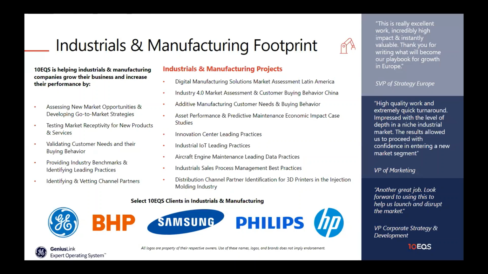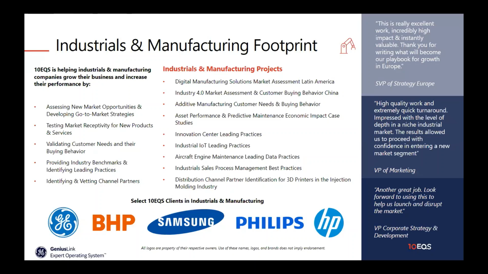So one of the most typical things we get asked to do is assessing new market opportunities and developing go-to-market strategies. And on the right-hand side, you can see a couple of examples, right? So for instance, we did a couple of projects around digital manufacturing solutions across different sub-verticals and geographies like Latin America, China. We test market receptivity for new products and services and engage with customers in a double-blind way. Customers not knowing who the end client is and thus providing a neutral, objective opinion to test new products. So for instance, around additive manufacturing services and products, we tested customer needs and buying behaviors.